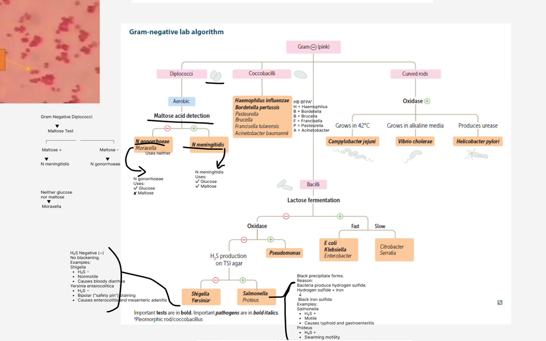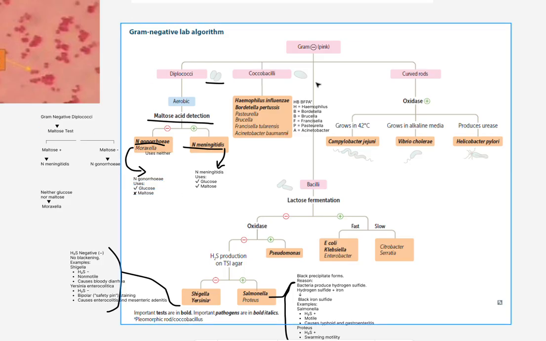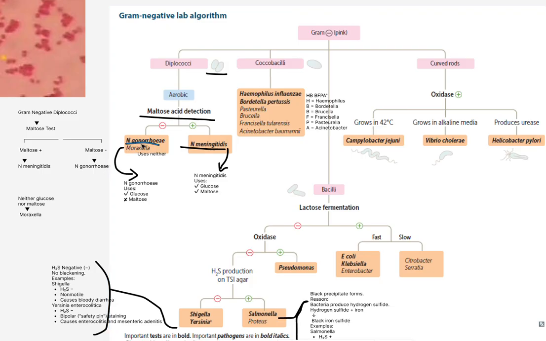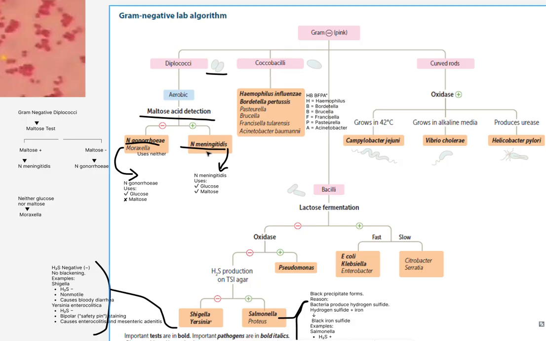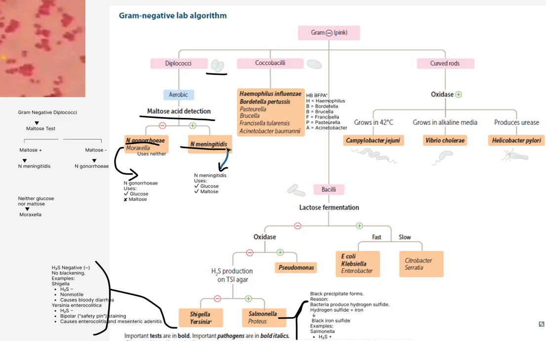A heads up on the gram-negative lab algorithm. We've done the diplococci. When we talk about gram-negative, we either have the diplococci, the coccobacilli, or the curved rods. The diplococci includes the aerobic organisms. When we perform the maltose acid detection, if it's negative, we know it's either Neisseria gonorrhea or Moraxella. And if it's positive, we know it's Neisseria meningitis because Neisseria meningitis uses glucose and maltose, but the Neisseria gonorrhea does not use maltose, and Moraxella uses neither.